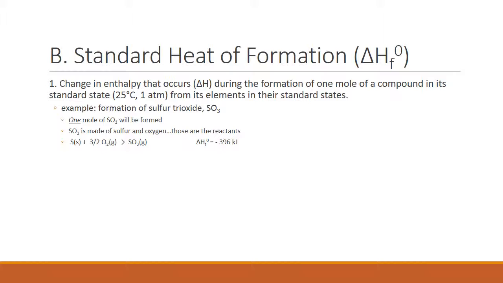Now, one thing that will come up will be the standard heat of formation for an individual element. For example, if I wanted to know the standard heat of formation for sulfur, you might say, well, what's the reaction going to be? What's it made from? Well, it's just sulfur. And as it turns out, any element in its standard state, its standard heat of formation is just 0. And you can see that on the chart that I gave you in class. You can see some individual elements there, and they're always listed as being 0.